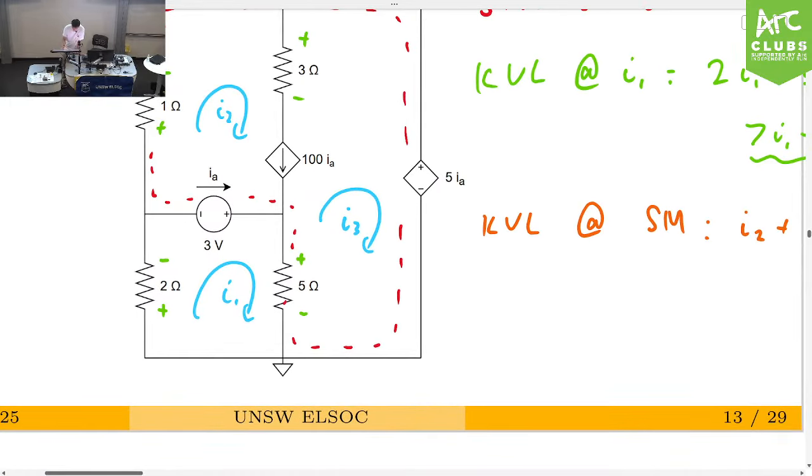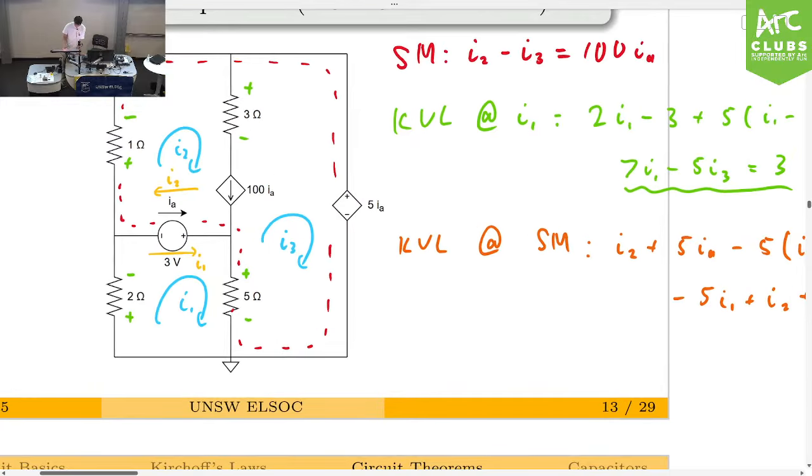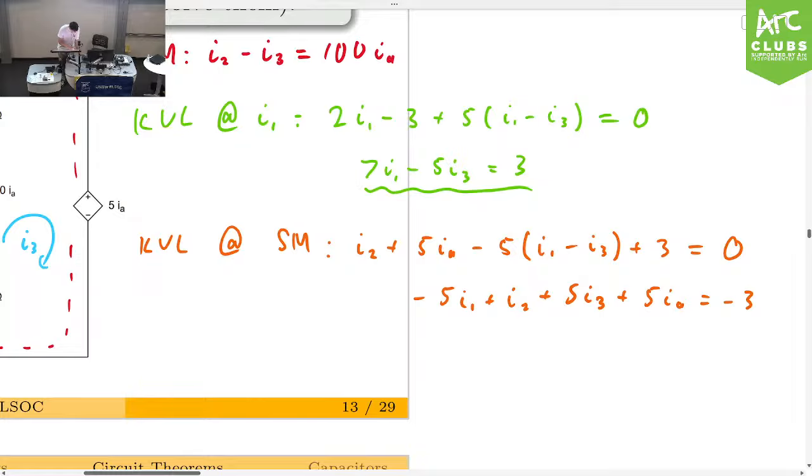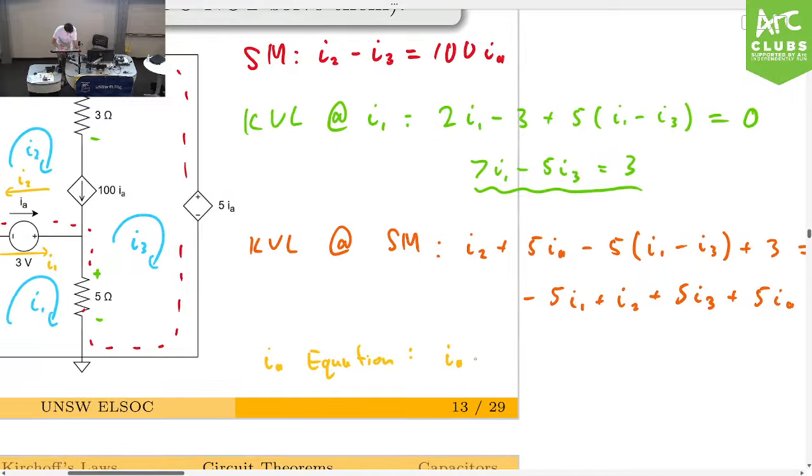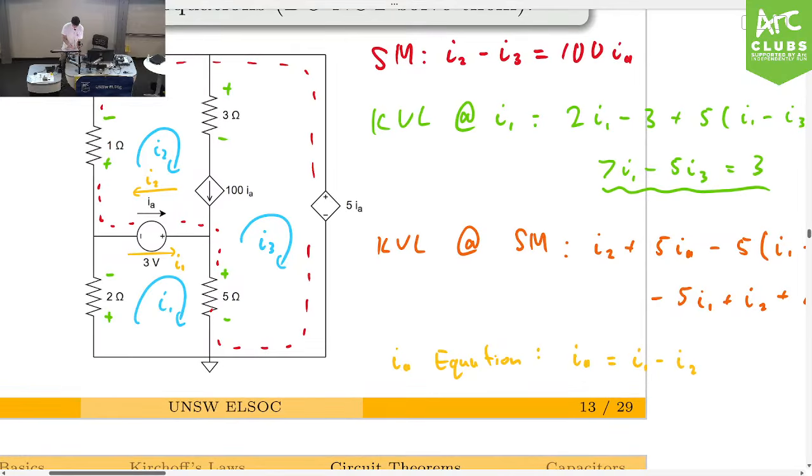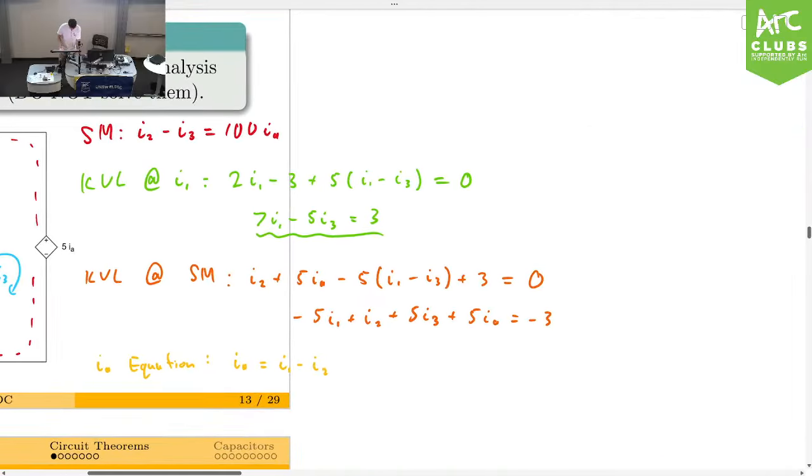Okay, so we know that IA is this, right? IA you can rewrite as your current going here, which is I1, subtract the current going this way, which is I2. Okay? So we can write a fourth equation, call it the IA equation, which is IA is equal to I1 minus I2. I1 minus I2 gives you IA. Now we have four equations.